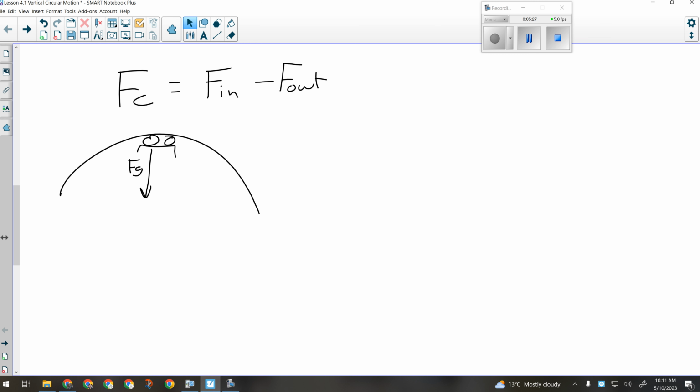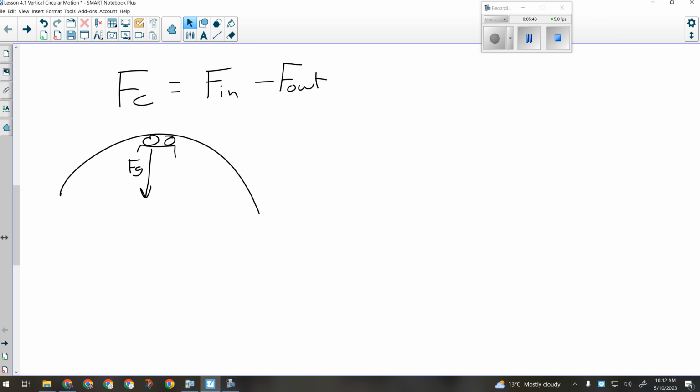Nope. There's nothing trying to push me out of the circle. My inertia might want me to go tangent, but that's not out. Okay? That's tangent. It's different. It doesn't really affect what I'm doing here. All right, so in that case, I would have Fc equals Fg minus nothing.